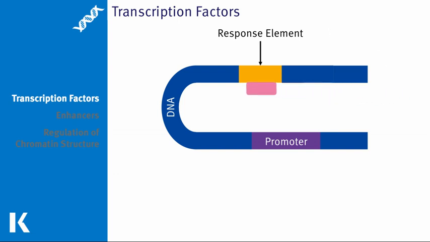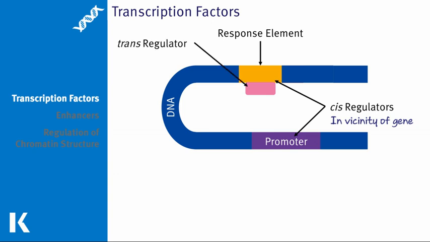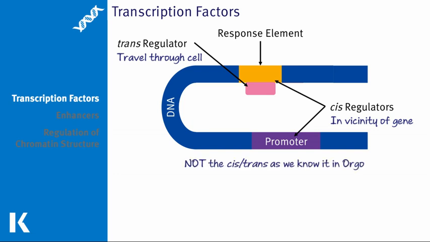Response elements and promoters are both cis regulators. In biochem, this term means that they're located in close proximity to the gene on its DNA strand. Not only are they in the close vicinity of the gene, but they're part of the DNA. The actual transcription factor is a trans regulator because it comes from far away to work on the DNA. It specifically comes from another part of the cell and not from the DNA. This is totally different from the cis and trans stuff you already know and love from OChem. On test day, if DNA is involved, stick with the in DNA versus from other parts of the cell definitions of cis and trans.